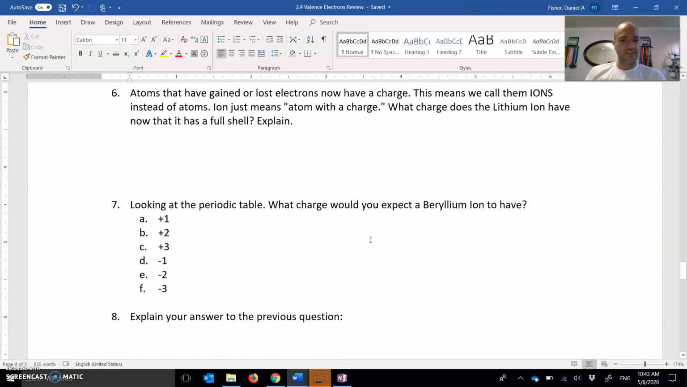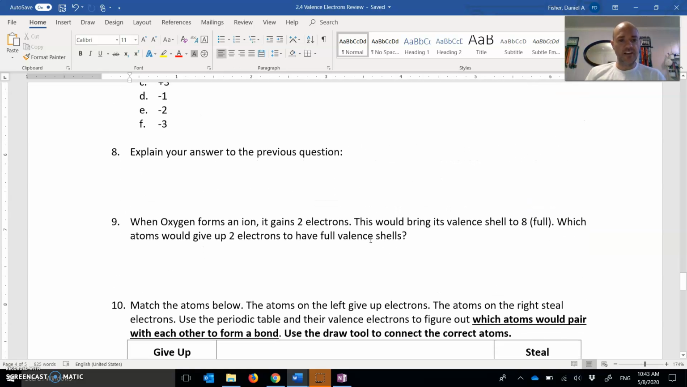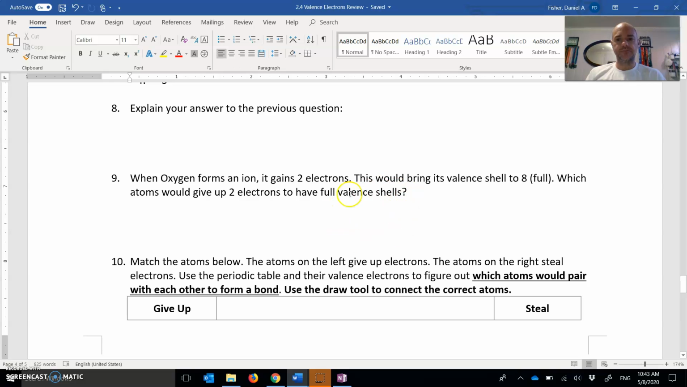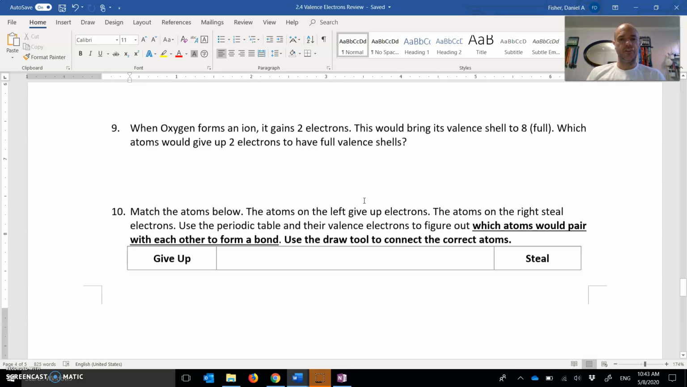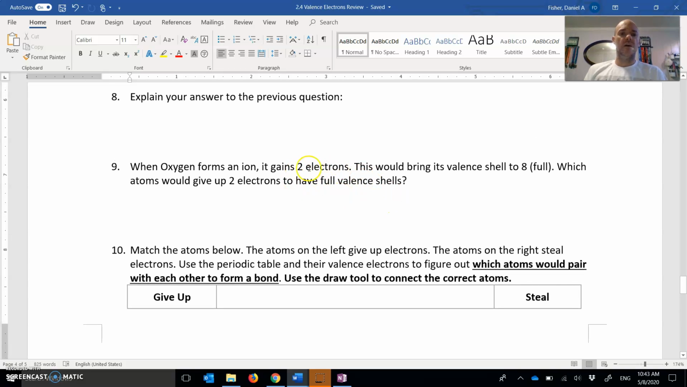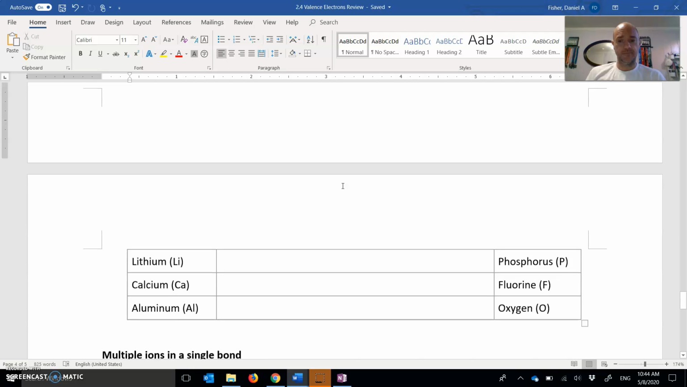All right, so thinking of charge, explaining your answer. And then I want you to think about that. Oxygen, this one, oxygen gains 2 electrons, brings its valence shell up to 8, which is full. And I want you to think about maybe even coming up with a couple of ideas of atoms that would give up 2 electrons. Where would they be in the periodic table is my hint for you.